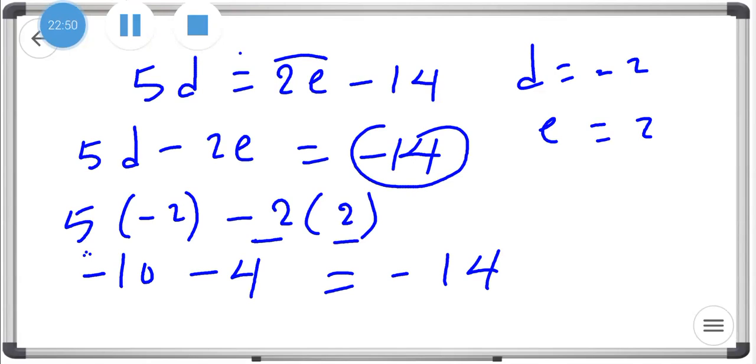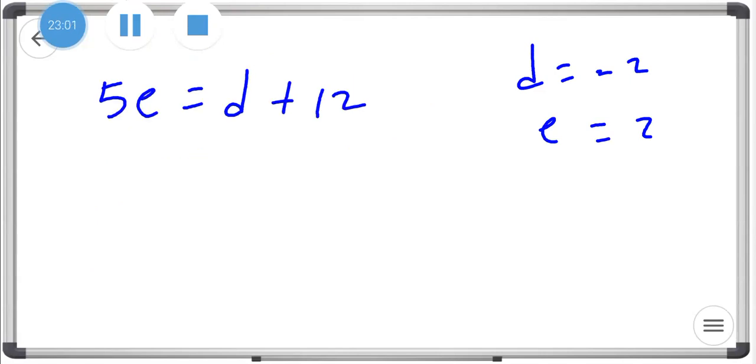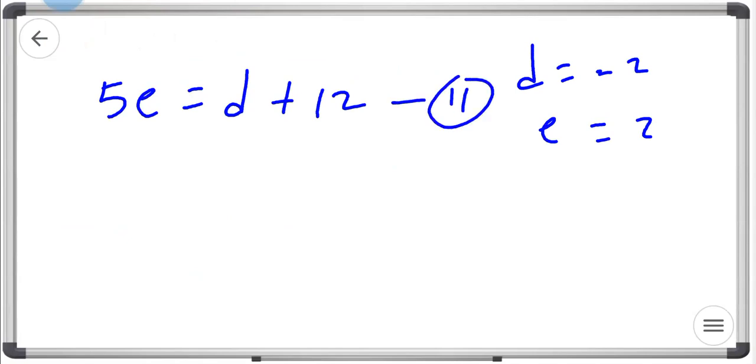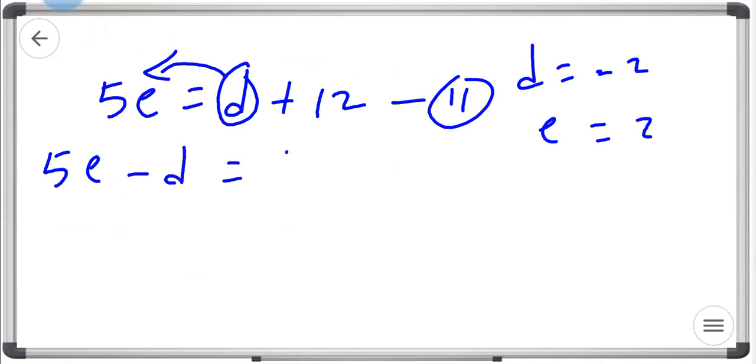Now let's also check for D equals minus 2 and E equals 2 inside the other equation, which is equation 2. Don't forget that this is equation 2. Now let's substitute D and E into equation 2 and see if we'll be getting the final answer. Now from here, we can have 5E. Let's take D to this side. 5E minus D equals, we have 12 left here. Now let's see if after substituting D equals minus 2 and E equals 2, we'll be getting 12.